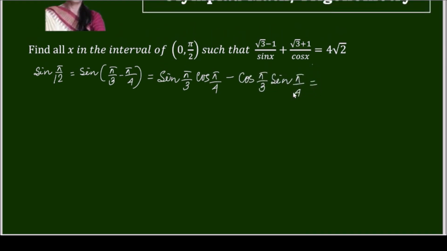This is equal to sin pi by 3, which is root 3 by 2, into 1 by root 2, minus 1 over 2 into 1 over root 2. So I am getting sin pi by 12 equal to root 3 minus 1 over 2 root 2.